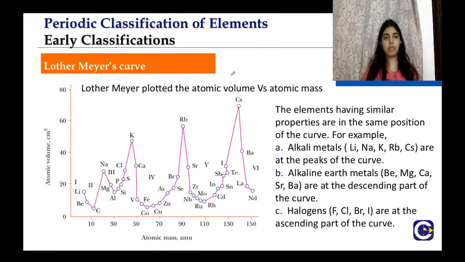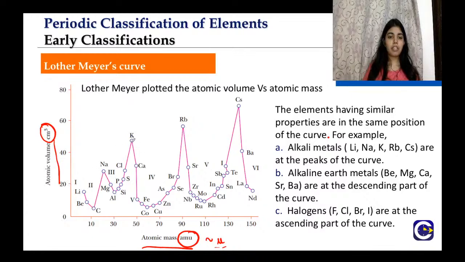So we will first study Lothar Meyer's curve. He said that the elements having similar properties are in the same position of the curve. First, he plotted the curve between atomic volume and atomic mass. Volume was taken in centimeter cube and mass was taken in atomic mass unit, that is AMU, which is now known as u, the unified mass. So he plotted the graph of different elements between their atomic volume and atomic mass, atomic volume on the y-axis and atomic mass on the x-axis. When he plotted the graph, such a graph was obtained, with certain peaks.